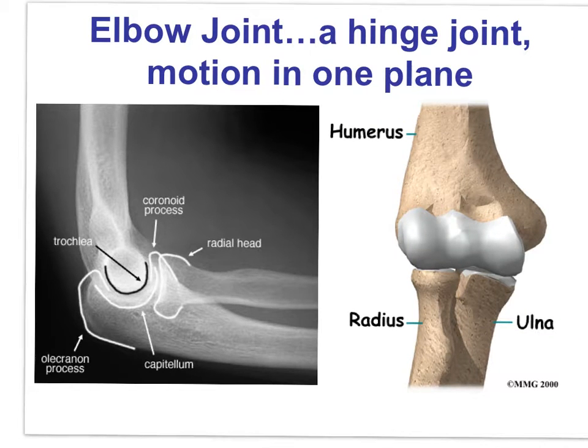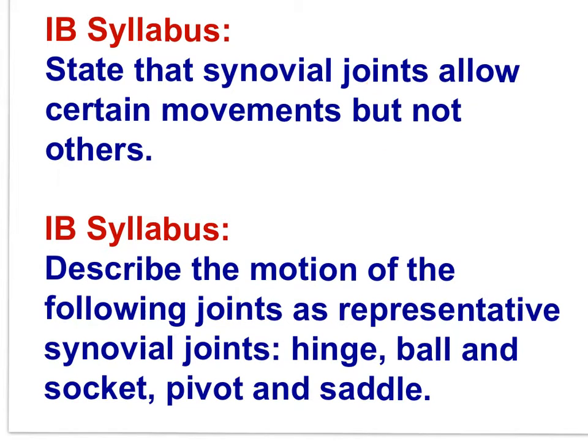In this slide, you can see an X-ray and an illustration of an elbow joint. I mentioned earlier that the elbow joint is a hinge joint. Hinge joints allow movement in a single plane. Flex, extend, nothing more. So that brings us to the next and last IB syllabus statements. State that synovial joints allow certain movements but not others. Describe the motion of the following joints as representative synovial joints: hinge, ball and socket, pivot, and saddle.